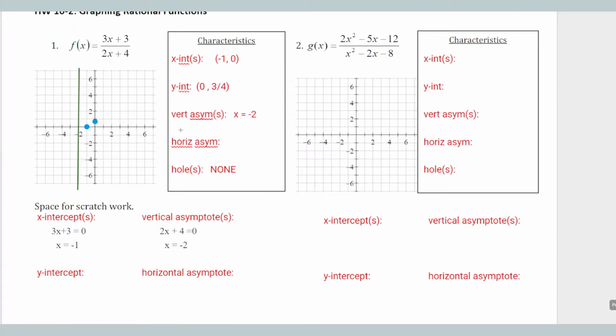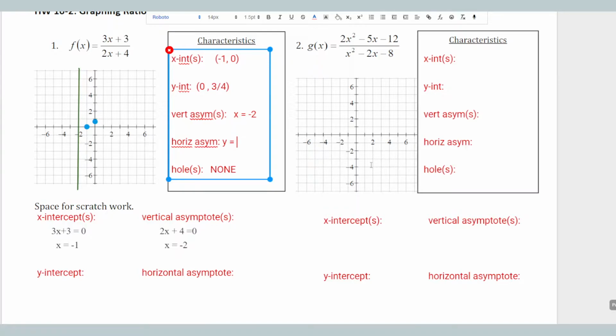Okay, now for the horizontal asymptote, you'll notice that both of the leading terms have a degree of 1, and when the degrees or the exponents here are the same, the horizontal asymptote is going to be equal to the ratio of the leading coefficients. So again, not really any work to do here. It's just going to be 3 over 2. So it is going to be y equals 3/2. So 3/2 is about 1.5.